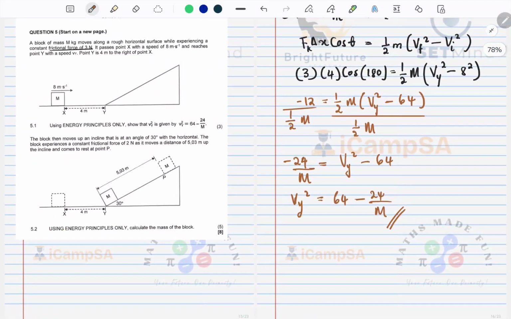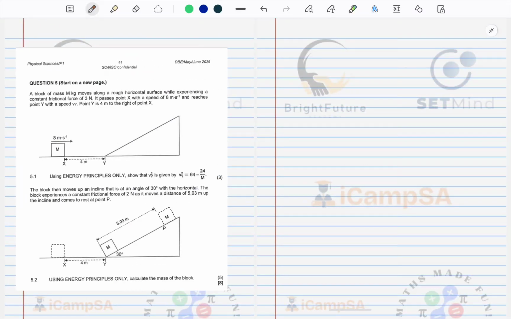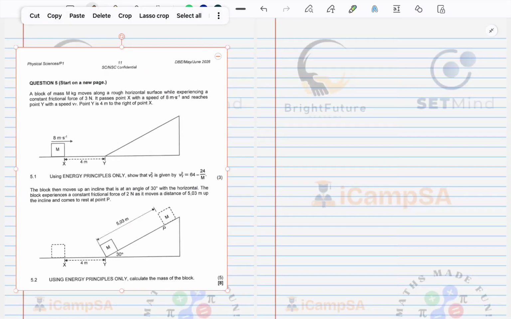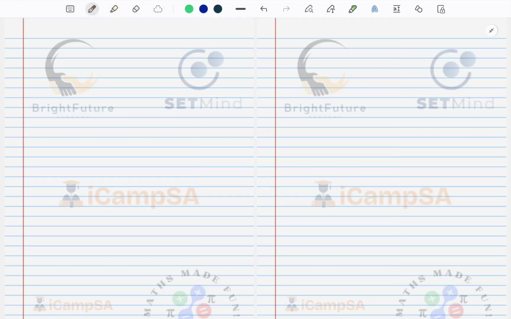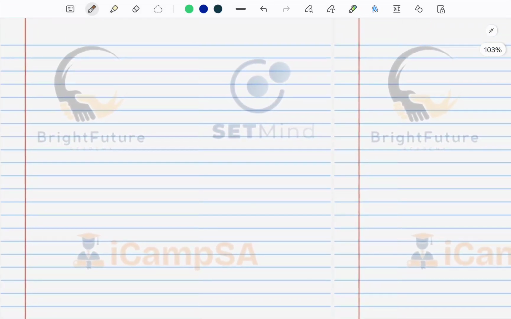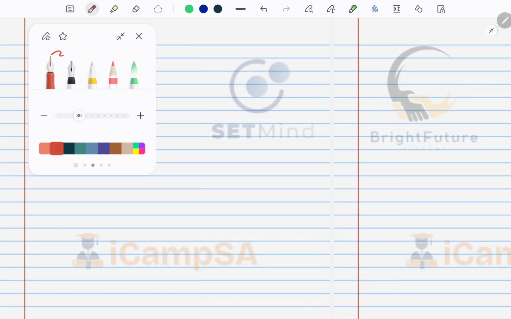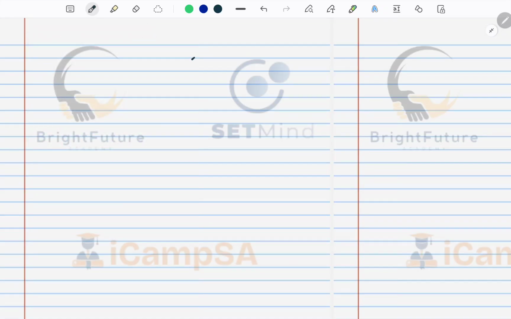Energy principles only again, right? So let me just remove this one instead. So from a free body diagram, if you can do a free body diagram for this part, we can say you're going to have your weight here, you're going to have your normal force, and then you're going to have what?